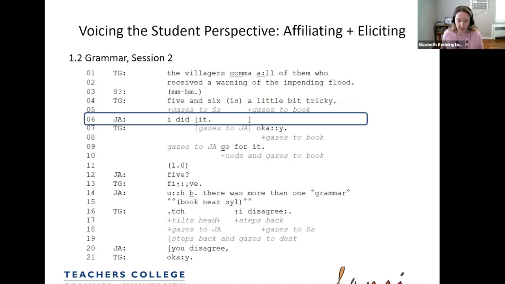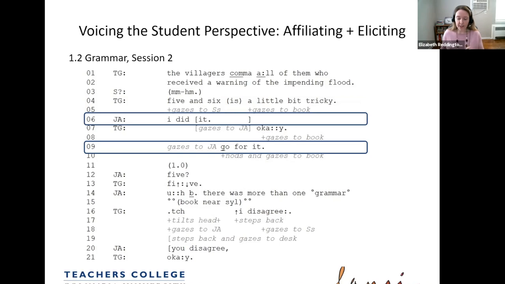it. And the teacher's go for it in line 9 seems to continue to communicate that this next item requires some special effort. And the student does get the tricky question wrong here, which leads to the teacher providing some further explanation. But what is most interesting for me here is how the teacher's assessment compactly expresses solidarity with the students while also recruiting their participation. So encouraging them to take the risk of responding in spite of that difficulty.